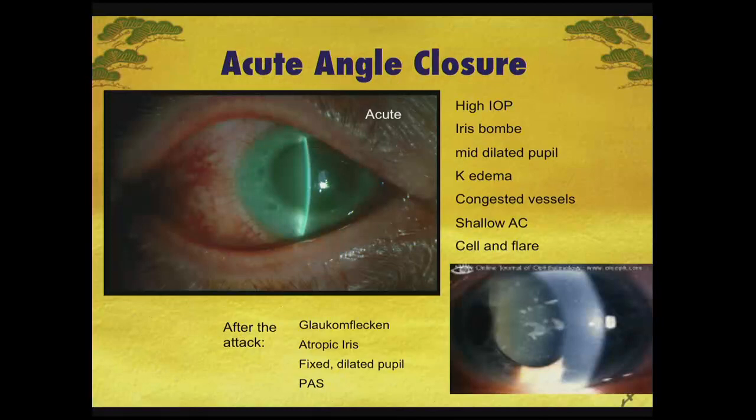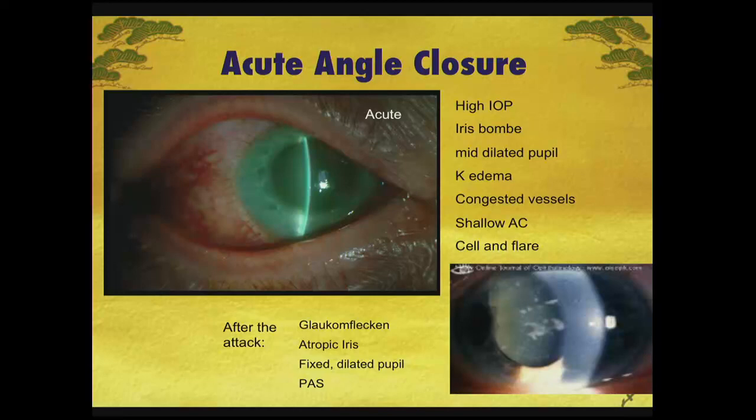These are the classic pictures of an acute angle closure eye. Patients present with high eye pressure, iris bombé. The pupil will be mid-dilated as you see in this picture, and you can see that the cornea is cloudy from edema. Blood vessels will be congested over the entire surface of the eye. The anterior chamber will be shallow, and there will be cell and flare.